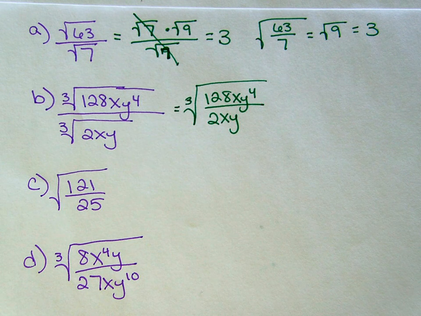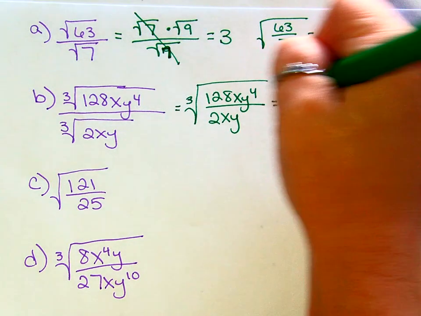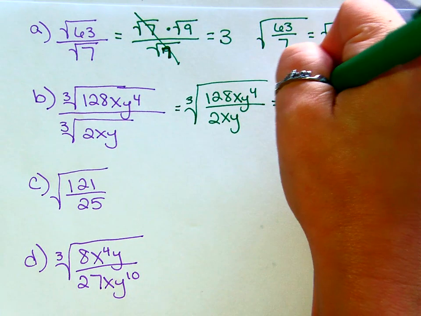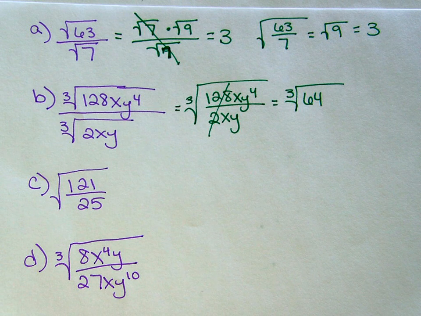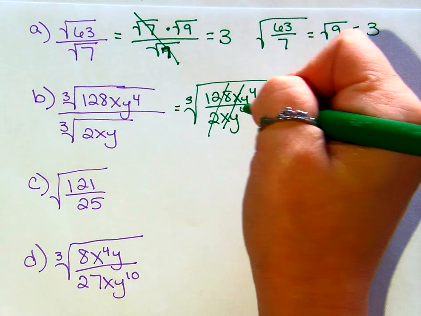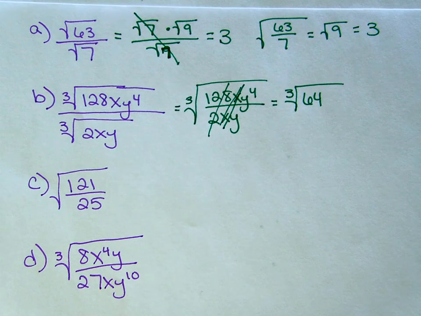First thing I notice is that 128's even, so it's divisible by 2. So that 2 on the bottom is going to go away. 128 divided by 2 is 64. So I canceled those, simplified them out. Now I'm going to look at my x's. Notice I have an x on top and an x on bottom. Well, those are going to go away. And I have a y to the fourth on top over y. What's that going to leave me with? Y to the third.